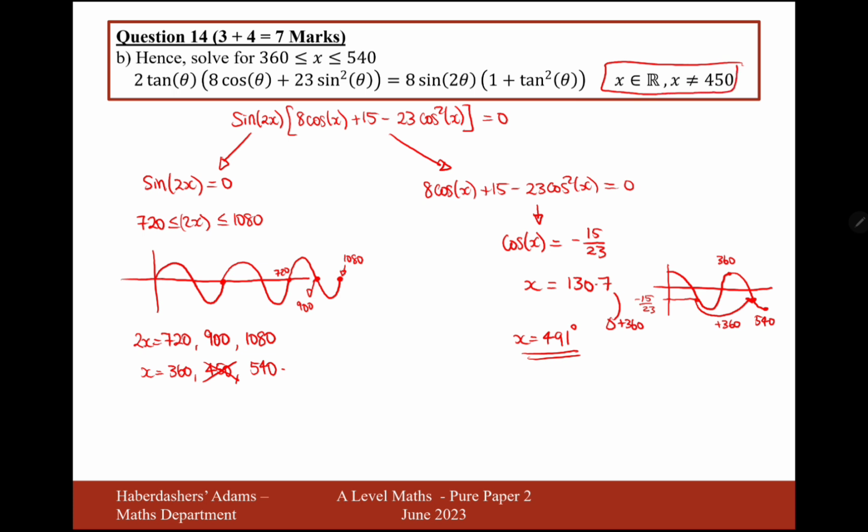Typing in tan of 540 also gives you a 0, so then that is absolutely fine. So our three solutions here are 360, 540, and 491 would have been absolutely fine anyway. That's not going to break tan at all. So there we are, that's the answer to question 14 with a total of 7 marks. Let's now move on to question 15.